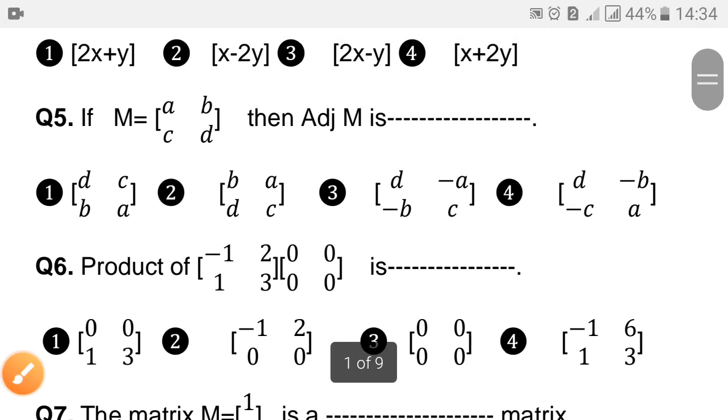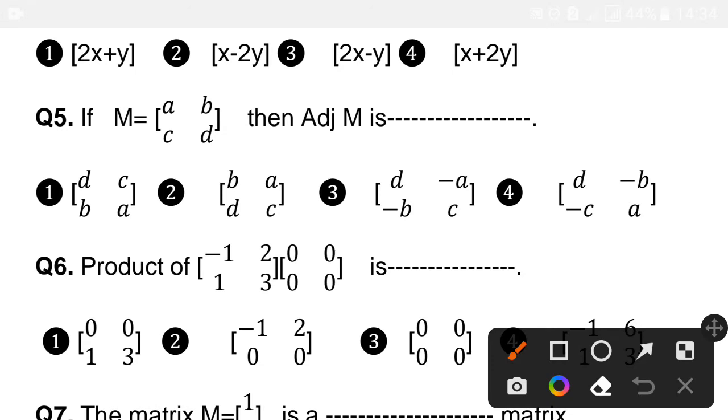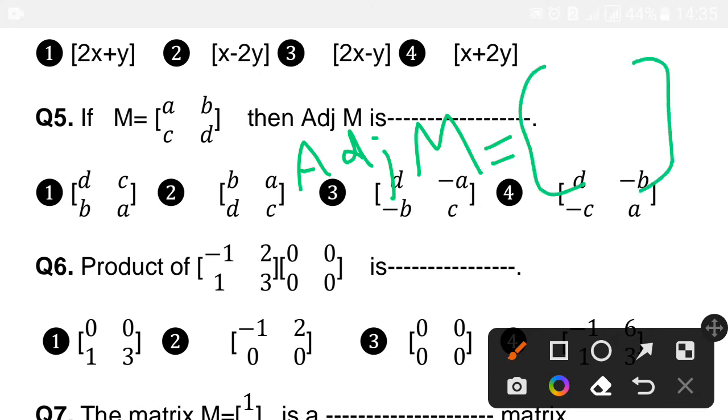In question number 5, we are given the matrix M, which has 4 elements A, B, C, D, and we are asked to find its adjoint. For adjoint we use the symbol adj, and the adjoint of any matrix is found by interchanging the positions of the first diagonal elements and changing the signs of the second diagonal elements.